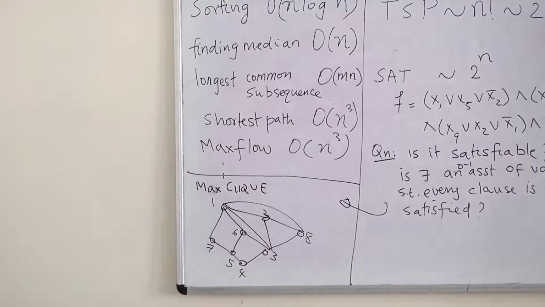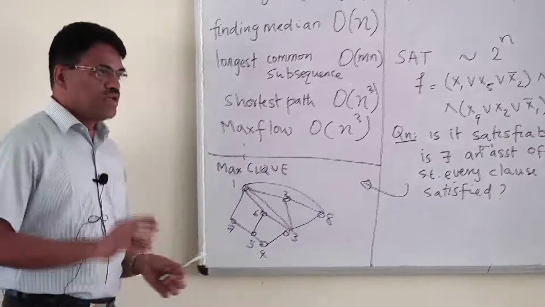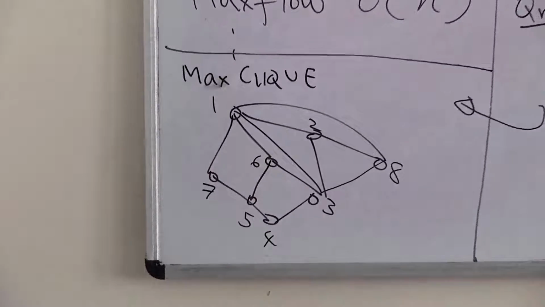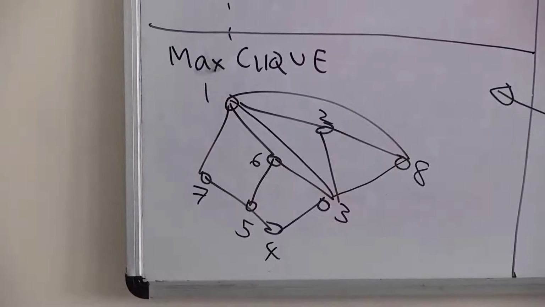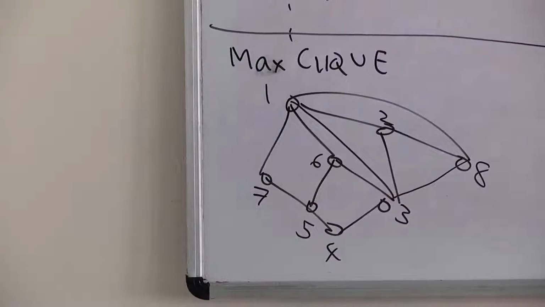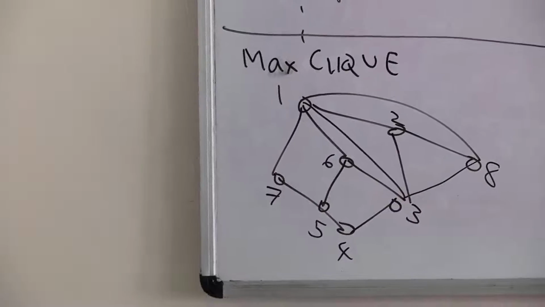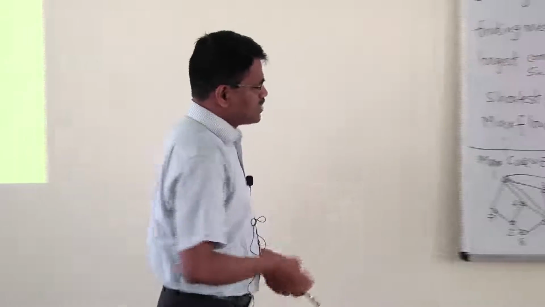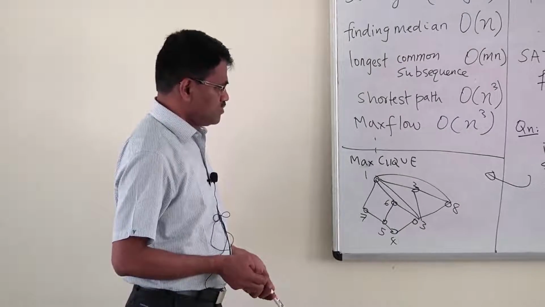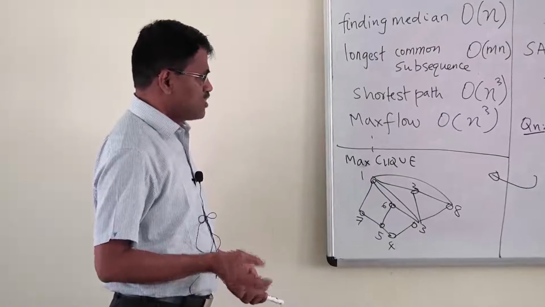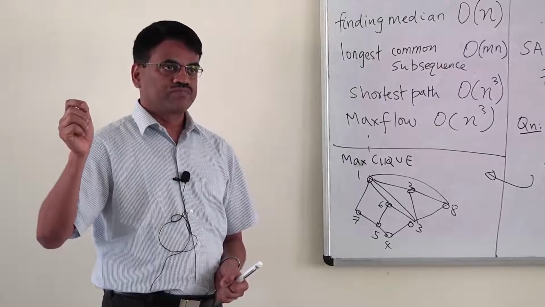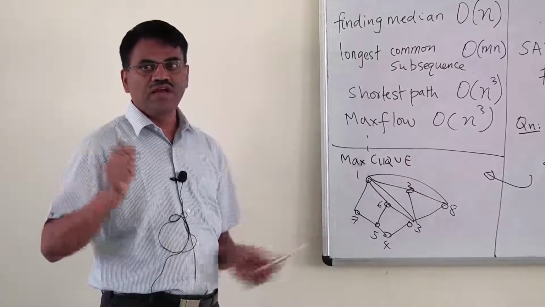What is a clique? A clique in a graph is a set of vertices which are mutually pairwise adjacent. It's a subset of vertices such that any pair of them has an edge. So one is interested in, given an arbitrary graph, finding the maximum clique in the graph. So what is the maximum size clique in this graph? I want a subset of vertices such that there is an edge between every pair of them. So what is the maximum size clique?